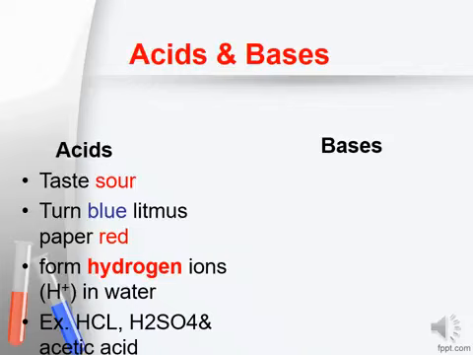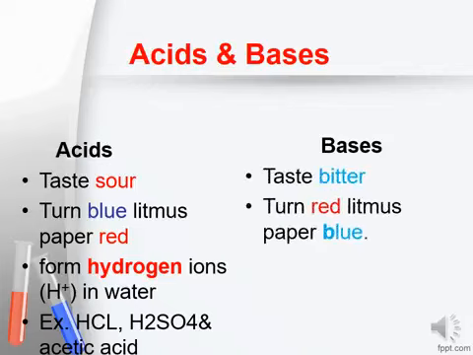What about bases? The taste of bases is bitter. What about the action on litmus paper? In a base, the red litmus paper will turn into blue. Blue, the first letter is B, B for bases. When the red litmus paper turns into blue, blue is for base.